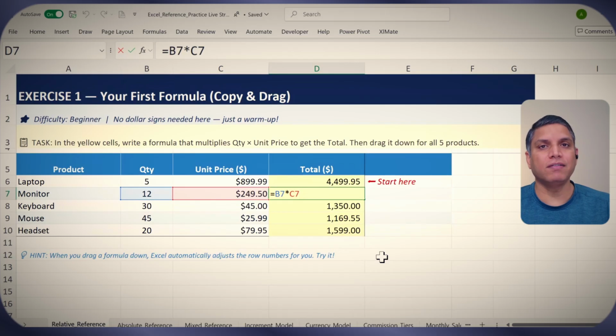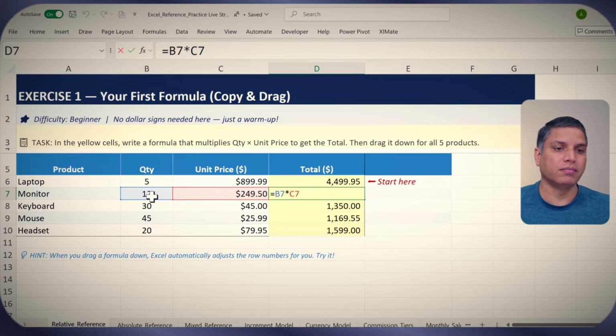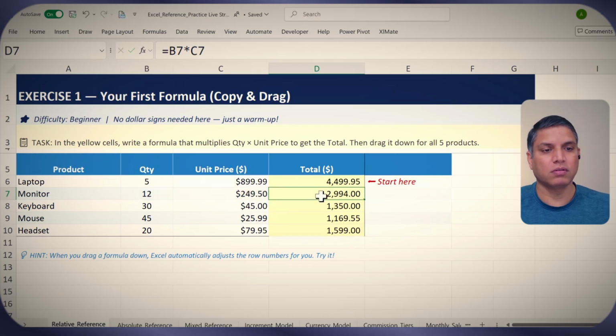Excel thinks relatively. Excel thinks that if I am writing the formula in the current cell, I need to multiply maybe the cell which is on the left of my side and one more left. Okay, so it focuses on the positions and the direction. It doesn't focus on B7 and C7. So here this cell is one cell away and this one is 2 cells away on the left side. So when we move down, it is still doing the same job.